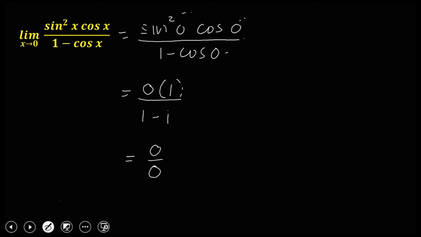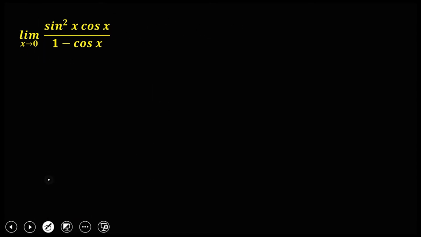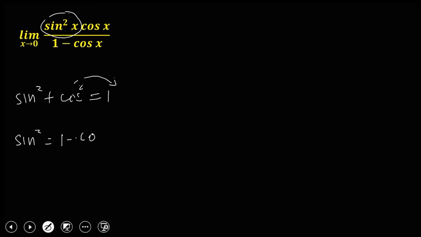So this limit now becomes 0 over 0, or indeterminate. So in this case, we cannot apply direct substitution. Therefore, we need to reduce this equation first using the trigonometric identities. Since we have sine squared x, and we have the identity that sine squared plus cosine squared is equal to 1, solve for sine squared, so transpose this cosine squared. So sine squared is equal to 1 minus cosine squared. We're going to replace this sine squared by 1 minus cosine squared.